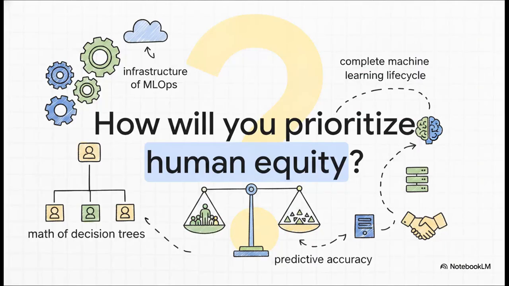So, what does this all mean for us? We've gone from the math of decision trees to the infrastructure of MLOps, right down to the ethics of algorithmic bias. But as these AI systems grow more autonomous and integrate deeper and deeper into our daily lives, the ultimate question rests with the people building and deploying them. What steps will you take to ensure that the algorithms you interact with, design, or deploy prioritize human equity just as highly as they prioritize predictive accuracy? It's a huge challenge, but it's one we all have to face as we step into this AI-driven future.